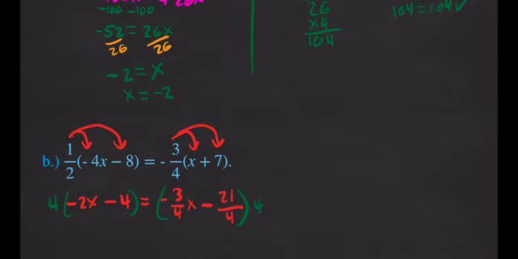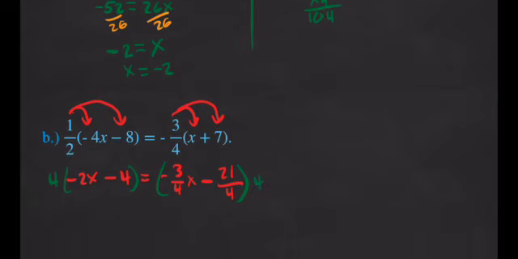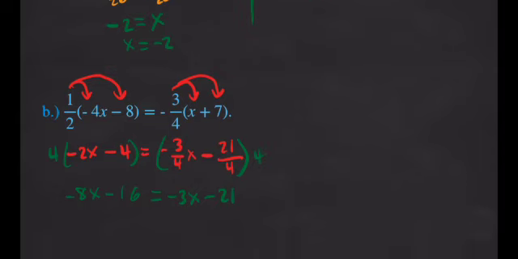Now let's go ahead and just do those multiplications. So this would be a negative 8x minus 16 equals negative 3x, because 4 times 3/4, that gets rid of the fraction. That just leaves you with a number on top. Minus 21, that gets rid of the fraction. Leaves you with the number on top, because it's the same as the denominator. Anytime you multiply by the same number that the denominator is, it just gets rid of the fraction. You're left with whatever's on top.